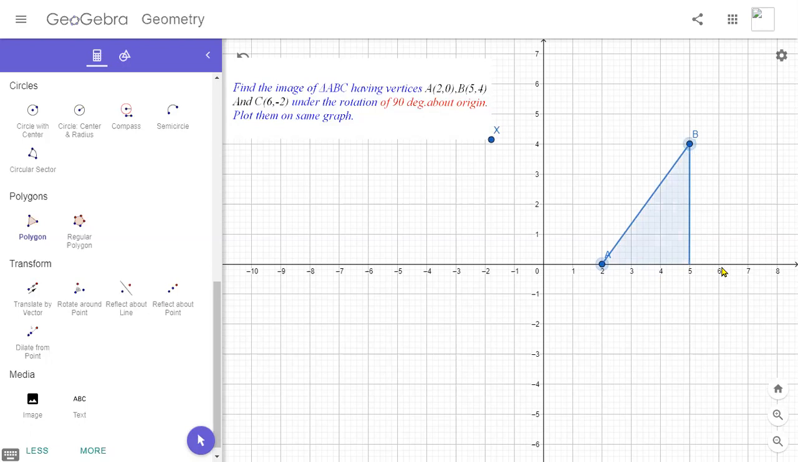And the point C is (6, -2). Let's move to 6 horizontally and -2 units on the y-axis. This is the point C. It has the coordinate (6, -2). Here we have first plotted this object, triangle ABC. This triangle is going to be rotated by positive 90 degrees about the origin.